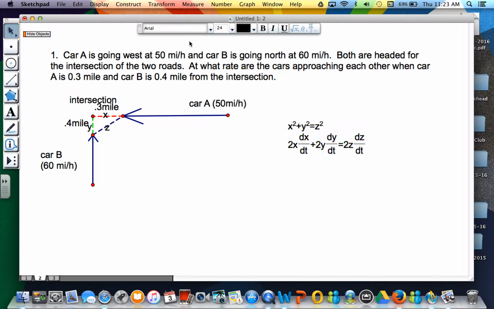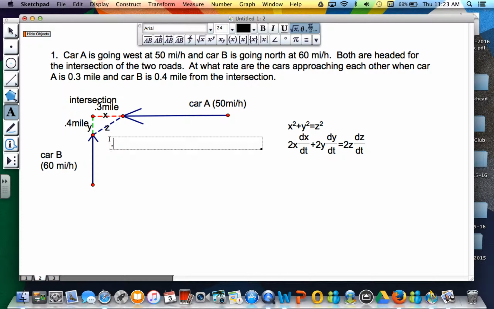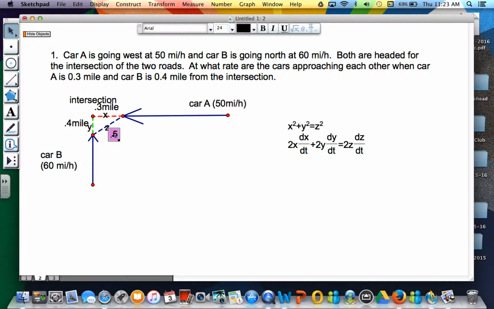Now, how are we going to get this dx/dt, dy/dt? I think I can figure out what x is. It's 0.3. Y is 0.4. And z, using the theorem of Pythagoras, would just be 0.5 at that instant. Now, we're trying to find at what rate the cars are approaching each other. Well, that's dz/dt, I think.